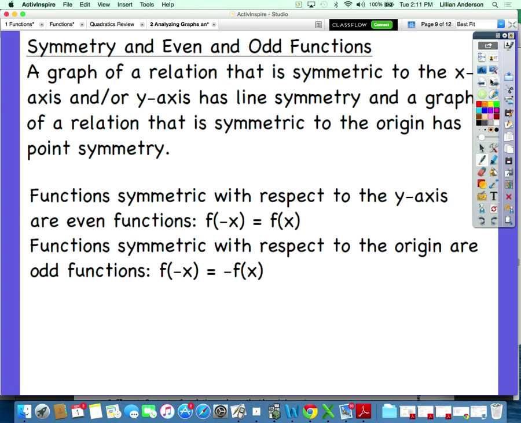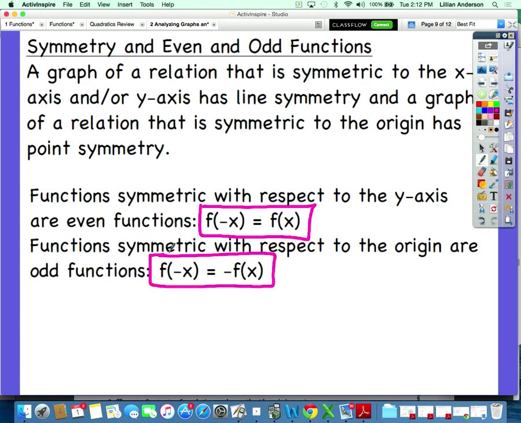Functions that are symmetric to the y-axis are known as even functions. Functions symmetric to the origin are known as odd functions. So you could look at a graph. If I fold right at the y-axis, then that means it has symmetry with respect to the y-axis, but it's also even. Odd, it has origin symmetry. But to figure it out algebraically are these two things here.